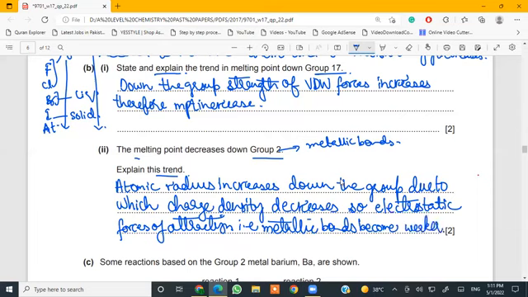Therefore, the melting point decreases. Okay. Electrostatic forces of attraction, metallic bonds, and you guys know what the metallic bonds are, right? They're in between the positive metal ions and the sea of delocalized electrons. They become weaker.